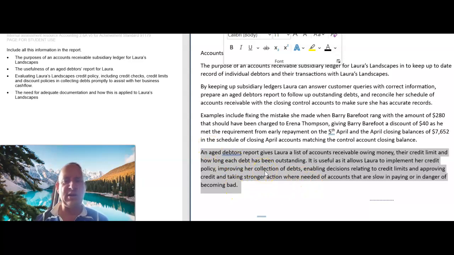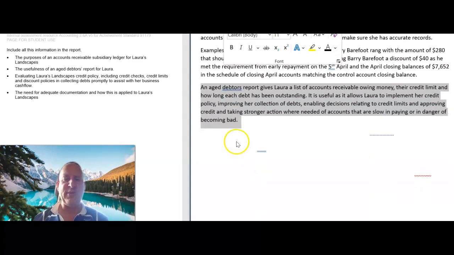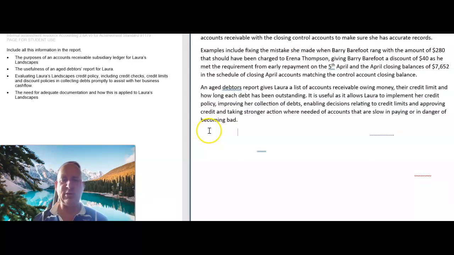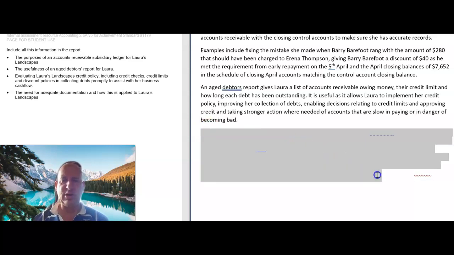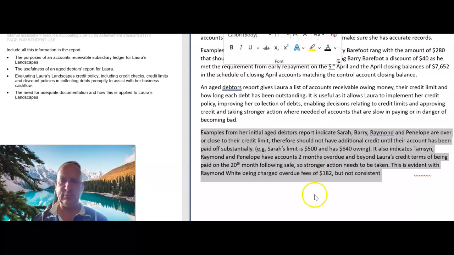The second part is that you need to relate that back to Laura and say, how is it useful? So looking at examples. So make sure you've got that typed in as well. So examples. We're looking at things that stick out for us from the aged debtors report. We've set a list of amount owing, the credit limit, how long it's been outstanding. Sarah and Penelope are close to the credit limit, therefore should not have been given additional credit. An example of Sarah's limit is $500 and she's owed $640.